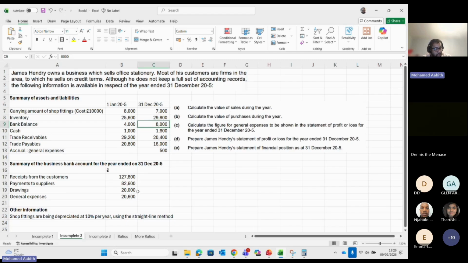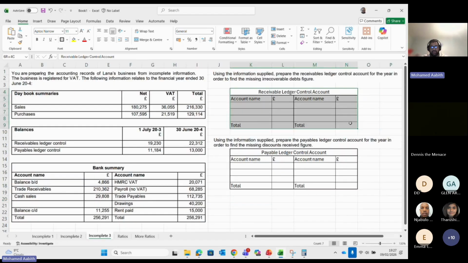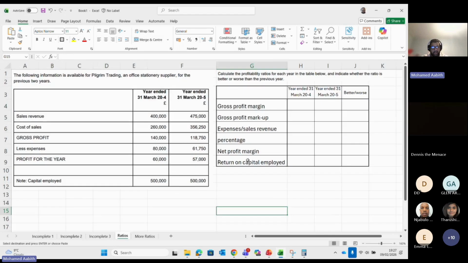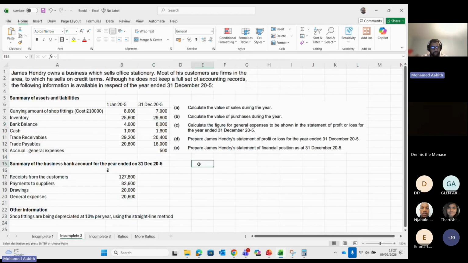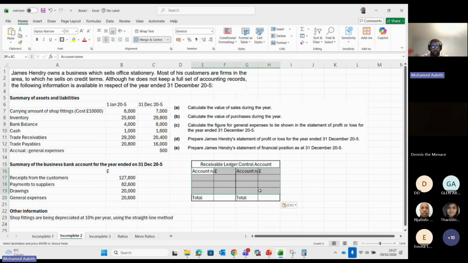So what I know, from the information we got here, is receipts from customers, payments to suppliers, drawings, and general expenses. What information do I need to find the value of sales? Let's do that by drawing a T account. So let's draw a T account here.